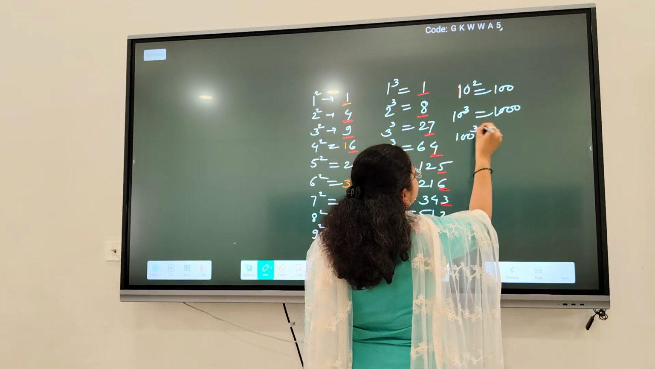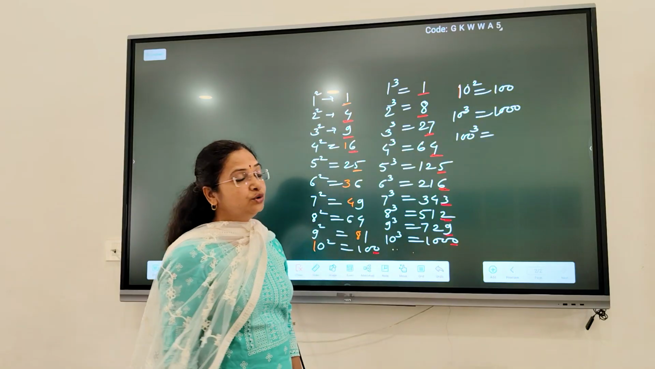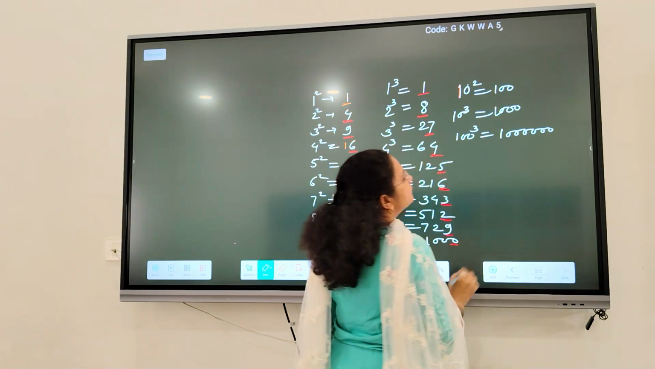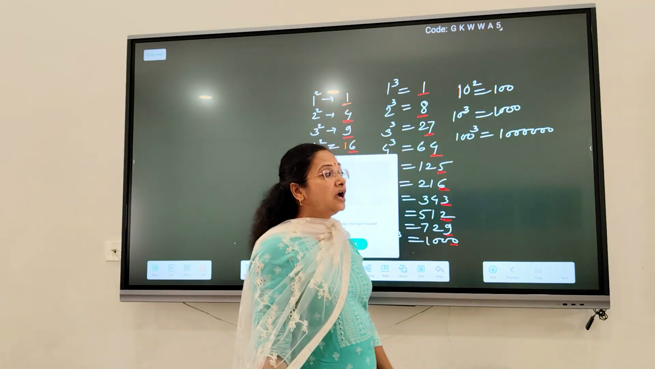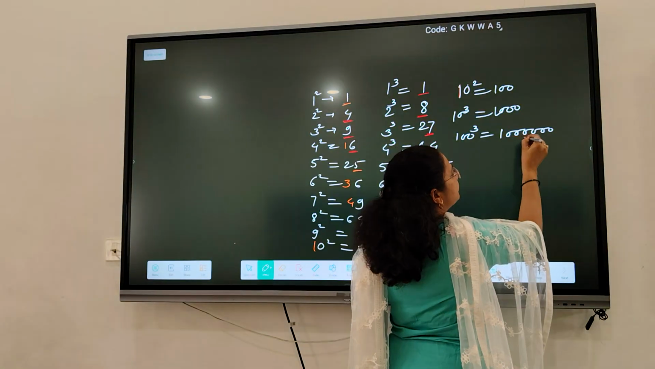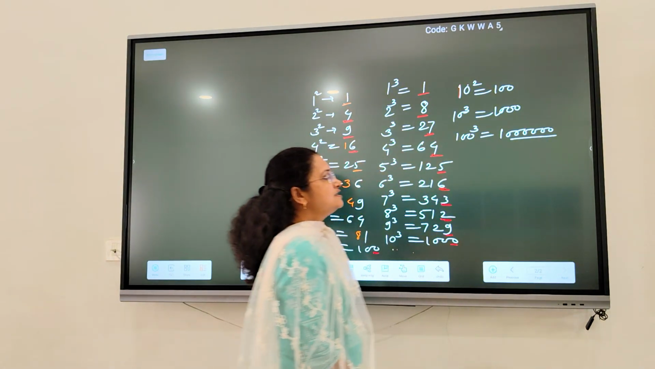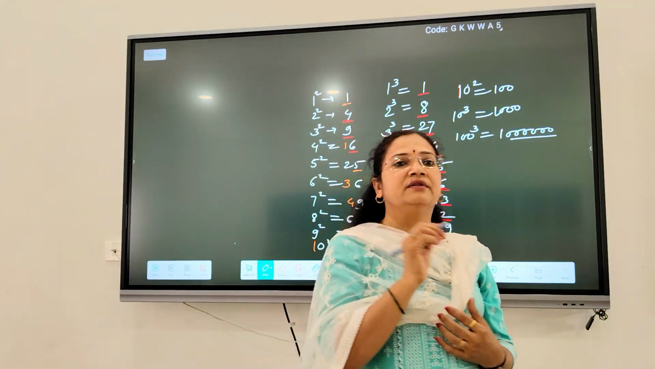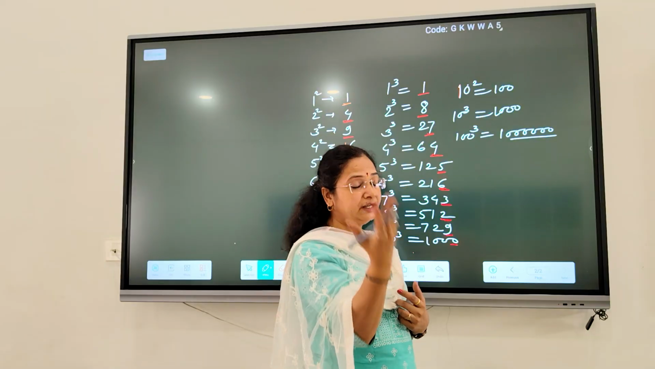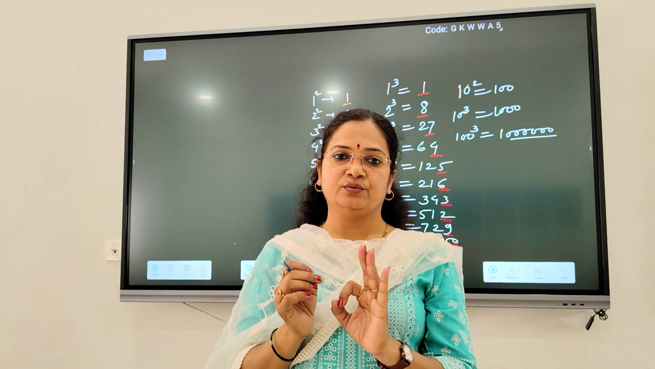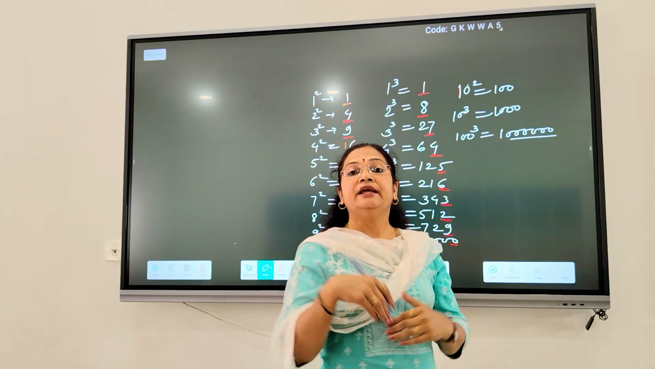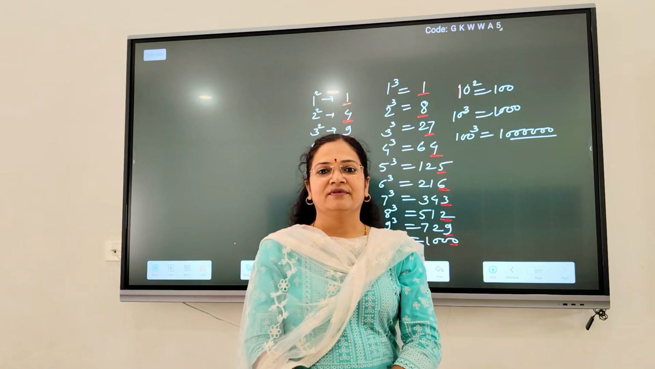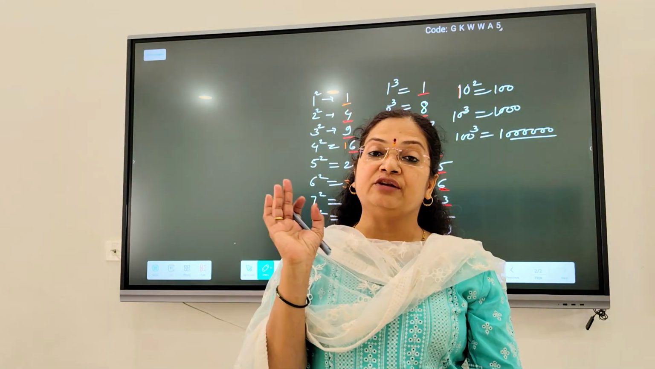Now what will be 100 cube? How many zeros are there? There are 6 zeros. If in a number there is 1 zero, then in its cube there will be 3 zeros. If there are 2 zeros, in the cube how many zeros? 6 zeros. If there are 3 zeros, then in the cube there will be 9 zeros.